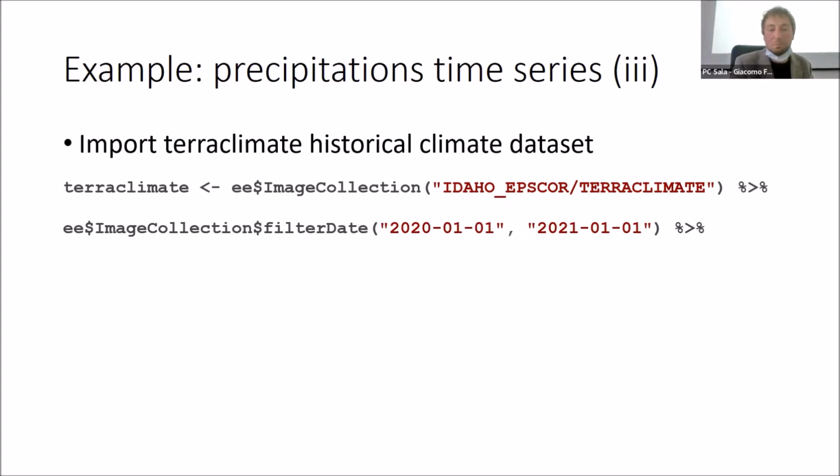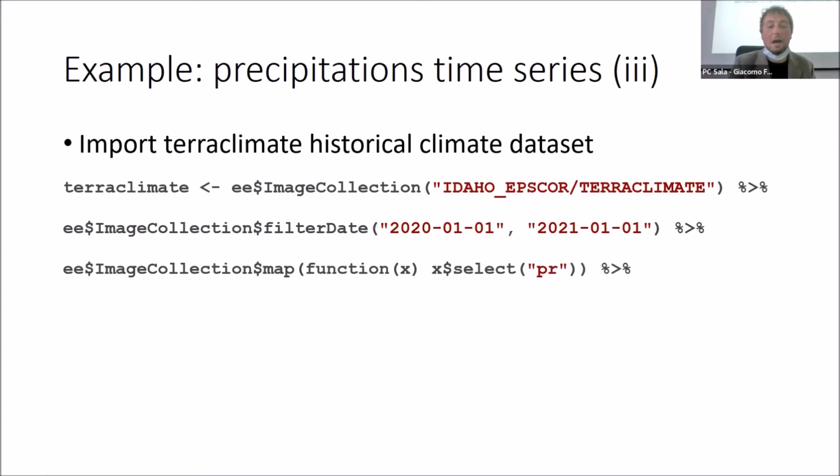So here I'm doing filtered. I'm using a filter date function. So filter date is to choose the boundary of time for which I want to load the data. So in this case, I'm loading data for year 2020. So I'm saying filter date between 1st January 2020 and 1st January 2021.